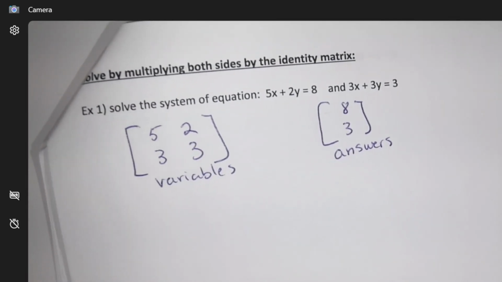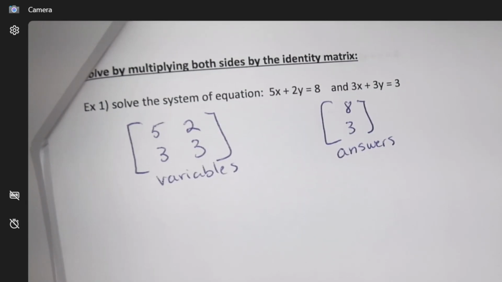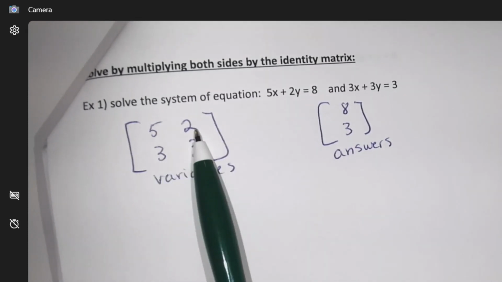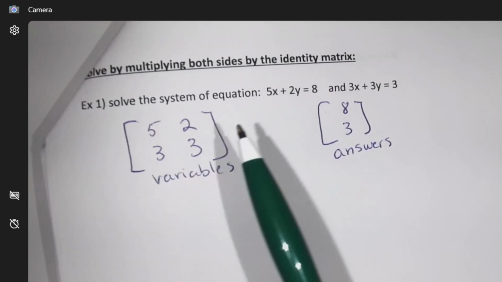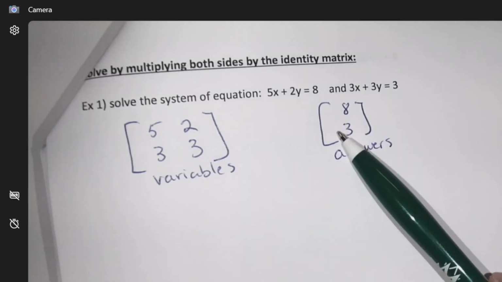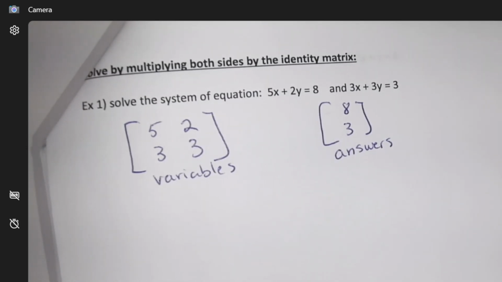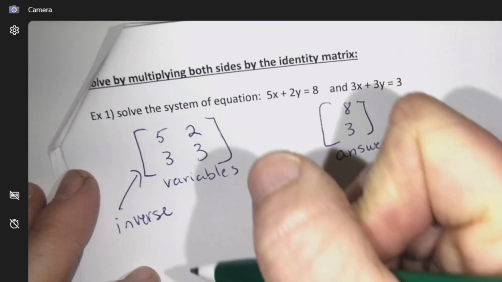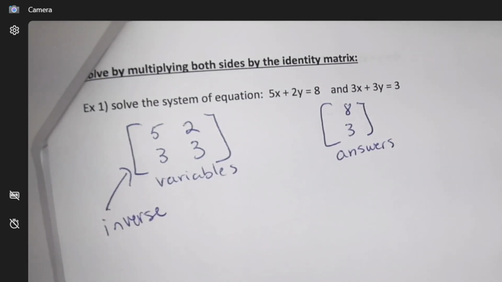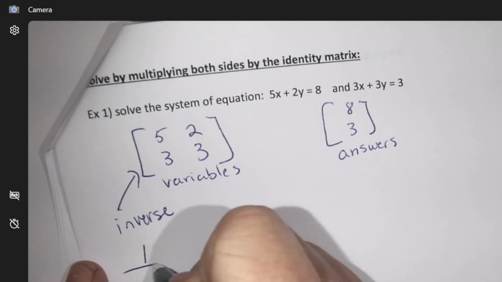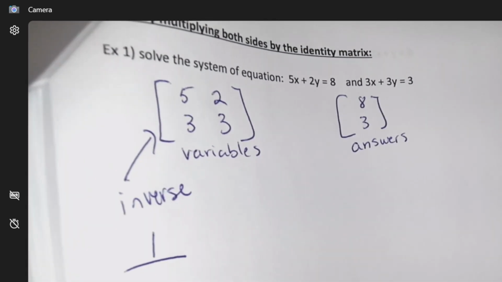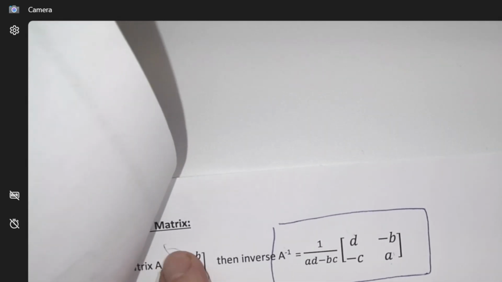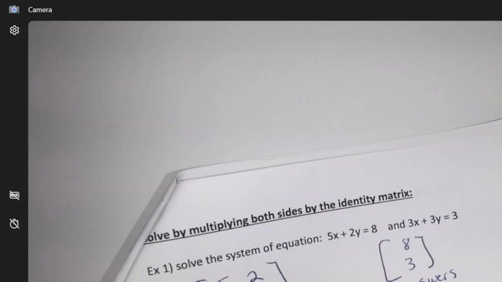Okay, so I'm going to make two different matrices here. So this is kind of going to be my front one with my variables. So this was my 5x, 2y. This is my 3x, 3y. And then these were the equals 8 and equals 3. Okay, so we need to do the inverse of this. Okay, so using the formula, 1 over. Okay, so you're going to have to do A times D, so top left, bottom right.